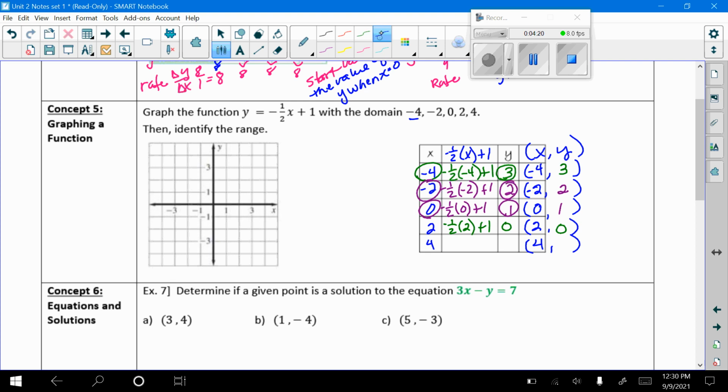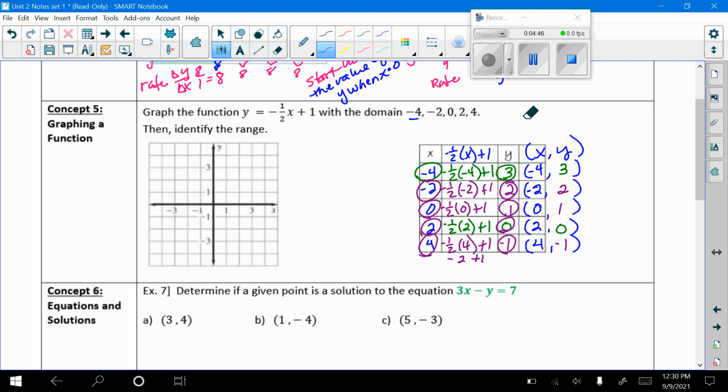And the last one, I'm going to have -1/2 times 4 plus 1. So negative and a positive is a negative. 1/2 of 4 is 2. Plus 1 gives me -1. So here's -1. Again, I've got 2, 0, and then I've got 4, -1.